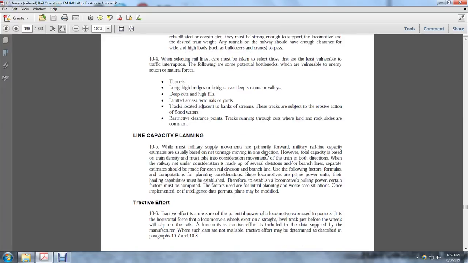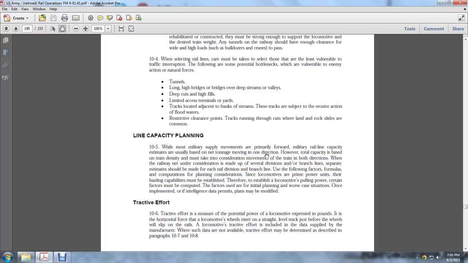10.5. While military supply movements are primarily forward, military line capacity estimates are based on a net tonnage moving in one direction. However, the total capacity and train density must take into consideration movement of trains in both directions. When the railway under consideration is made up of several divisions or branches, separate estimates should be made for each rail division or branch line.